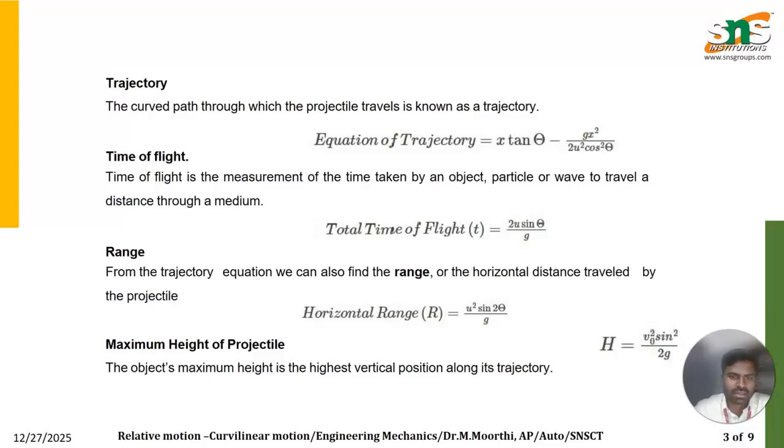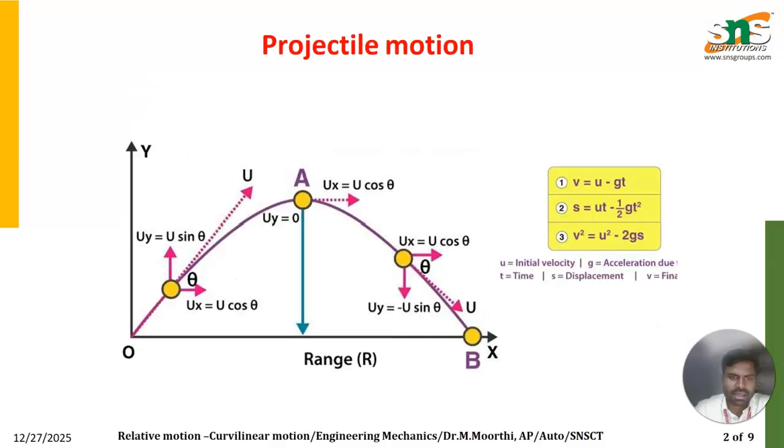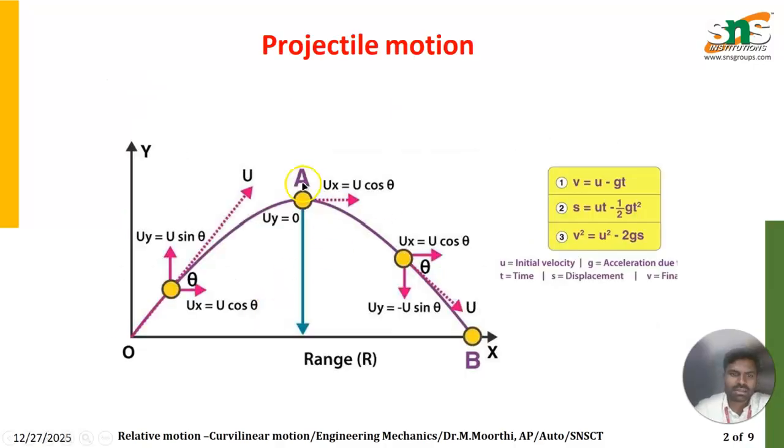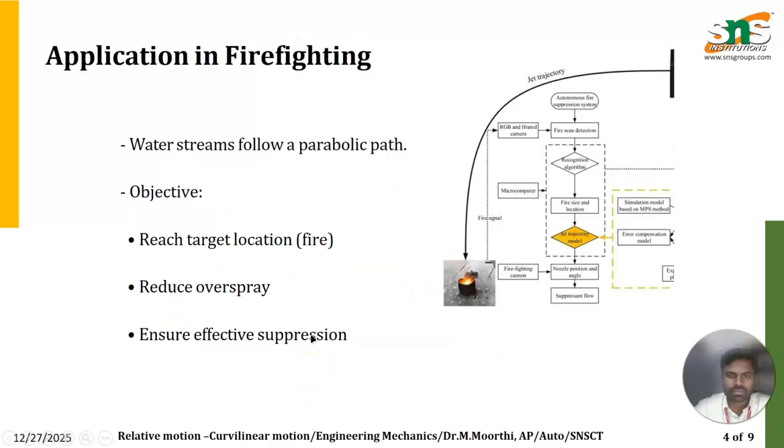Next one is range. From the trajectory equation we can find the total horizontal distance, here that is O to B. So O to B is the range. Then the maximum height of the particle. The maximum height is the highest vertical position along its trajectory. That is at point A, the maximum height from the ground.